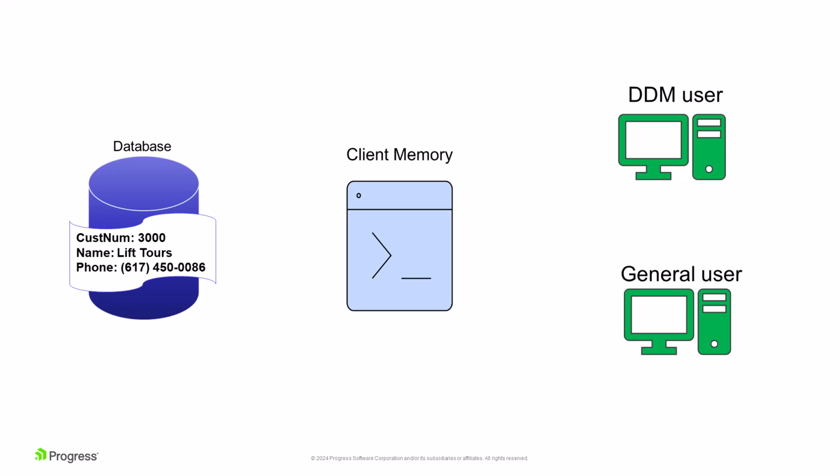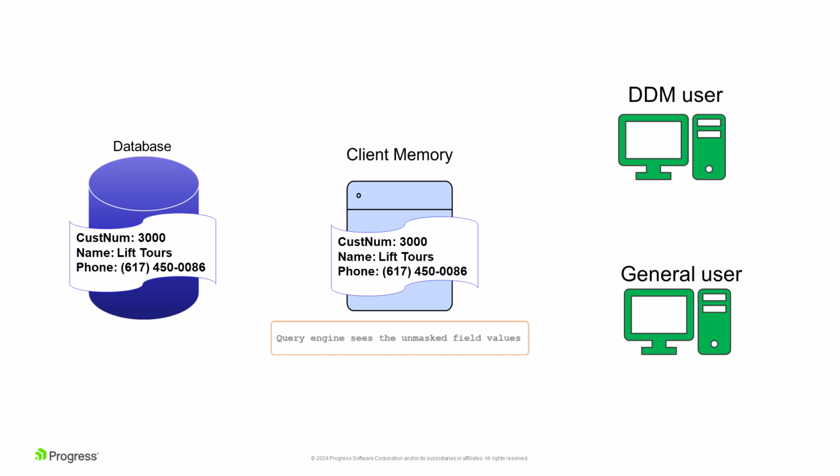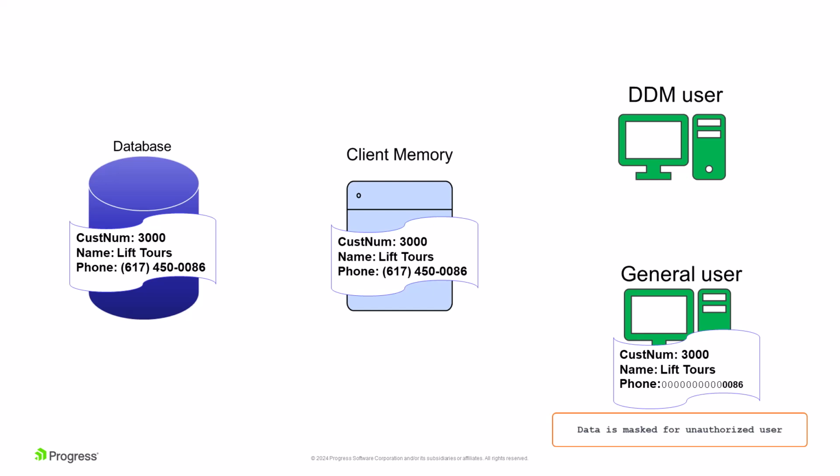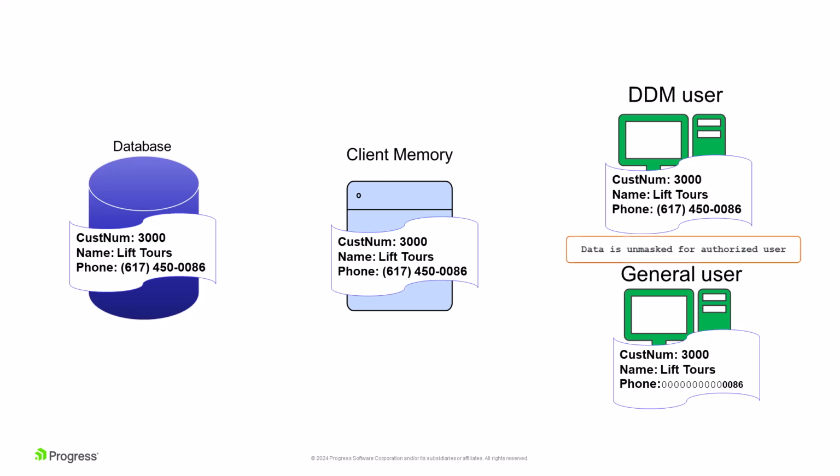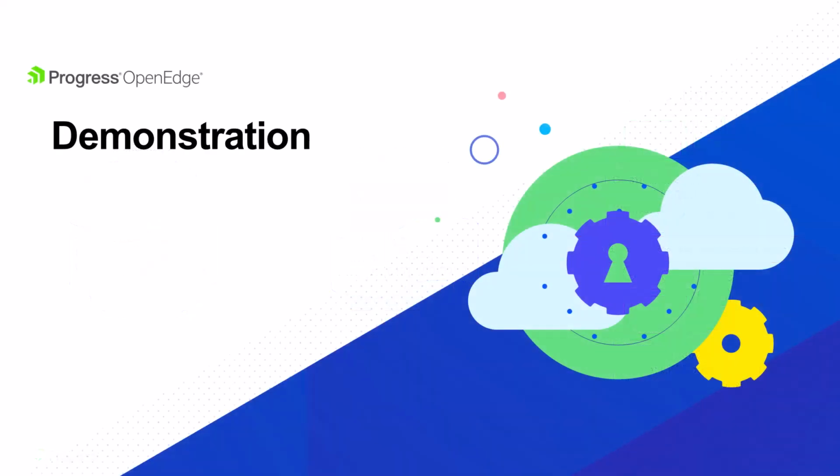DDM works seamlessly across all clients, including ABL, .NET, Java, App Server, and SQL. If a SQL or ABL query uses a DDM-configured column as part of the query processing, then the query engine can always see the unmasked value. However, when the data is retrieved as a query results set, unauthorized users see the masked version of the data, whereas the authorized users see the original unmasked version of the data. The upcoming demonstration shows you how to enable, configure, and activate DDM for both the authorized admin user and the unauthorized general user.